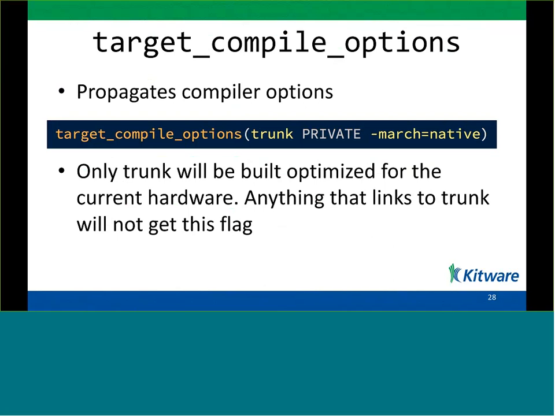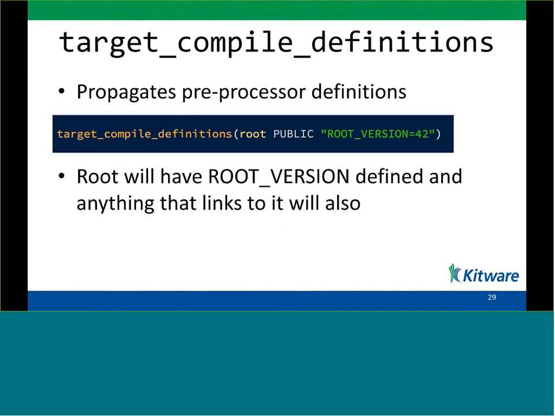Compile options, I can propagate compiler options. In this case, I'm saying private, so only the trunk object or files in there are going to be optimized for the current hardware. Anything that links to trunk will not get this flag. Compile definitions, so this one I'm saying public. So root will have root version defined, and anything that links to root will also have root version defined.